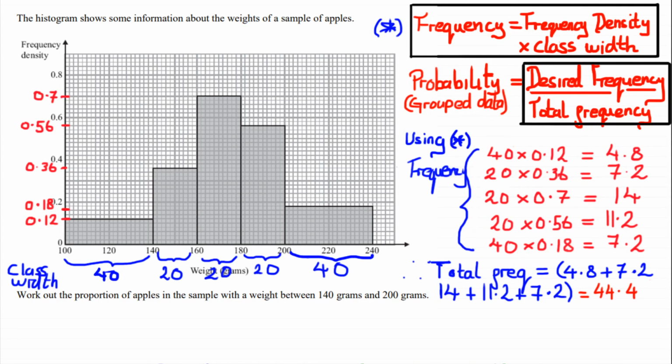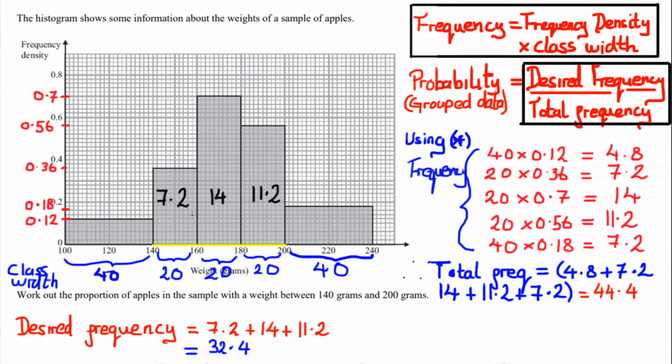All that remains is to calculate the desired frequency. The desired frequency always comes from the question. So we're looking for the sample of weights between 140 grams and 200 grams. The way you should do this is to highlight this interval on the histogram, and then calculate the frequencies that fall within that interval and sum them up together.